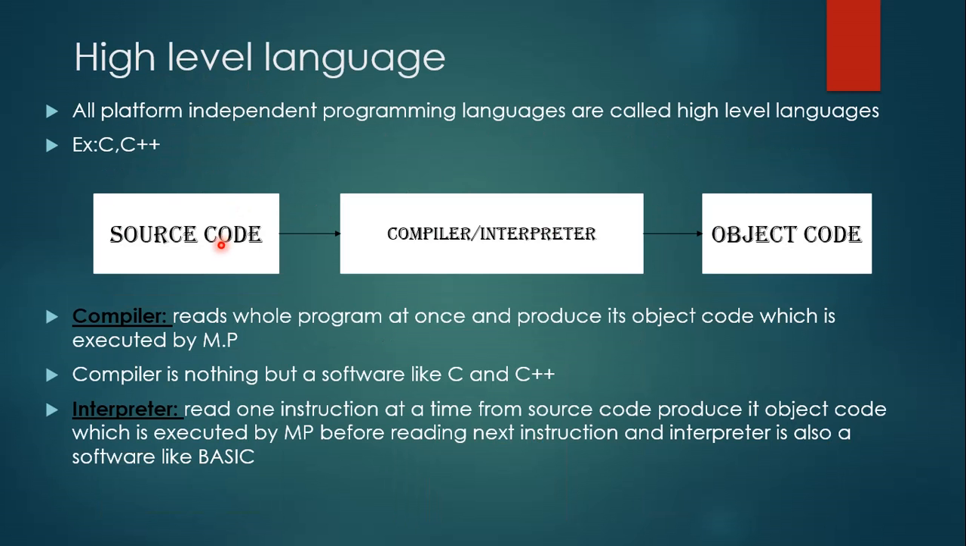High level language. It is a programming language which is converted to machine level language by using a compiler or interpreter. Compiler reads the whole program at once and produces its object code. It is software like C and C++. Interpreter uses sequence of order. It reads one instruction at a time from source code and produces its object code. It is software like BASIC.